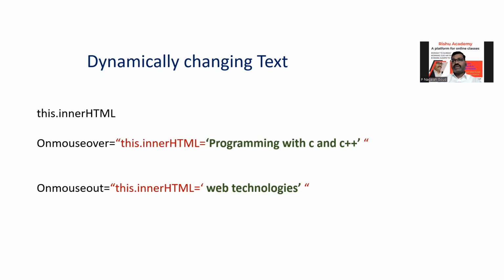Dynamically changing means after executing the program, we can interact with the HTML web page and we can change the text of the web page. How is it possible? DHTML allows the programmer or user to dynamically change the text of a particular HTML element. How can you read the text of a particular HTML element? It is possible with the help of the property called this dot inner HTML.